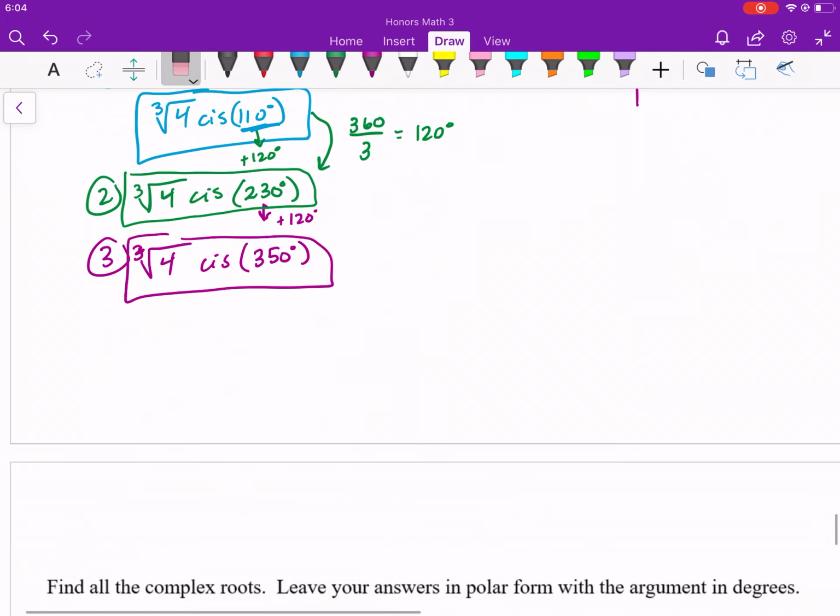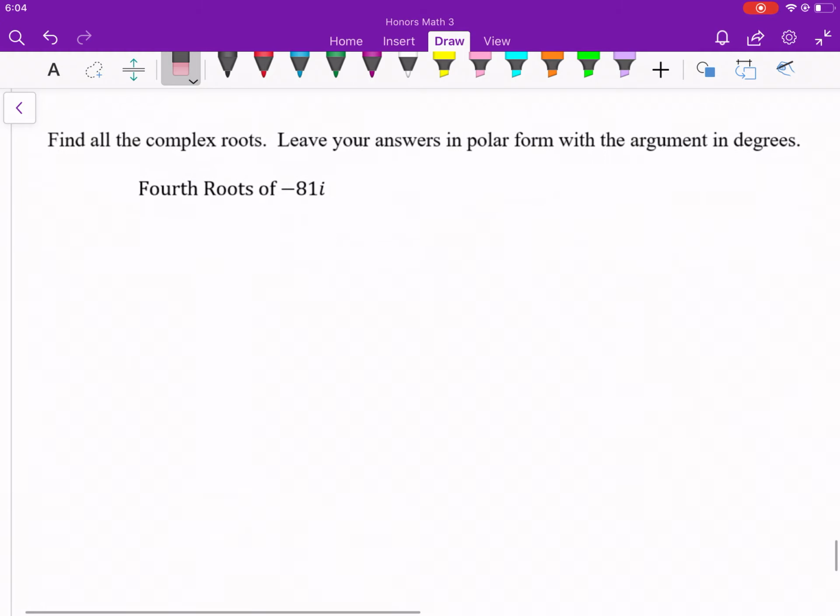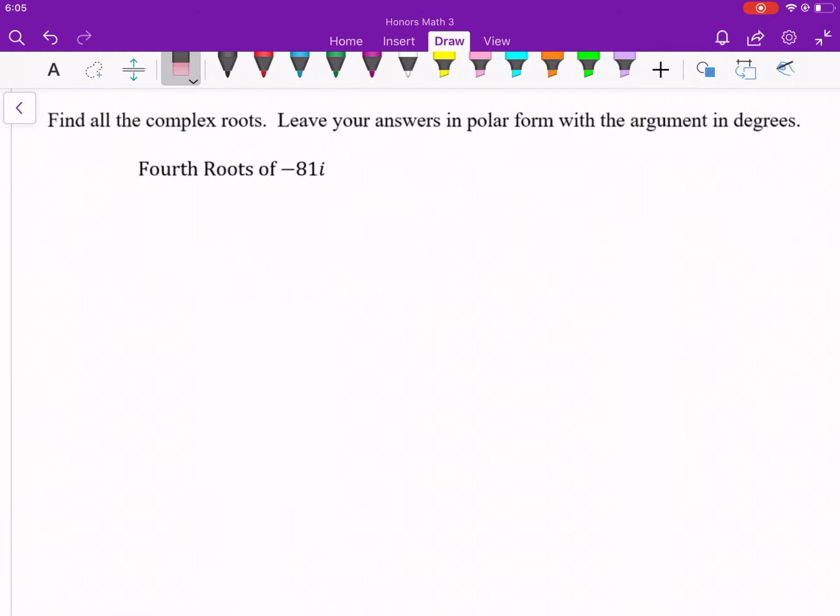I have one more example where it's on an axis, or on one of the axes. Nothing too crazy, so feel free. You can stop now if you want. You can continue on with me if you want as well. Fourth root. 4 solutions. Super easy. Let's convert.